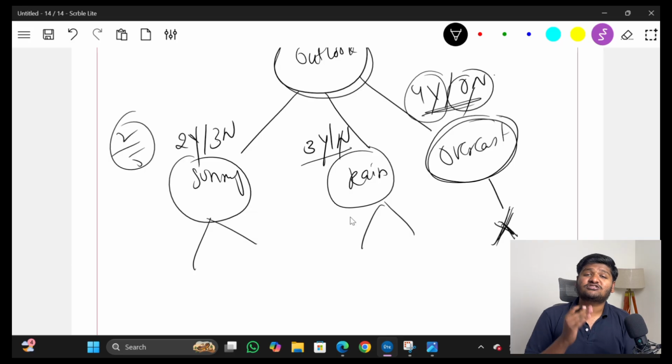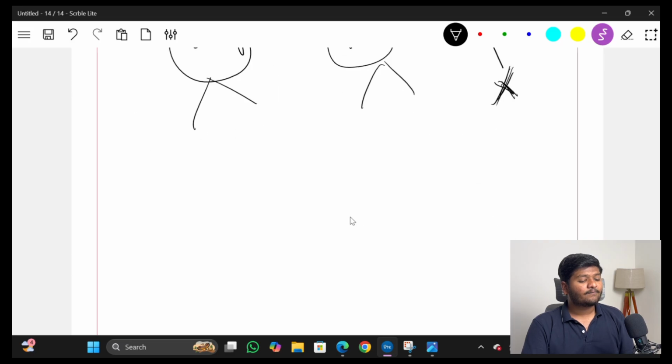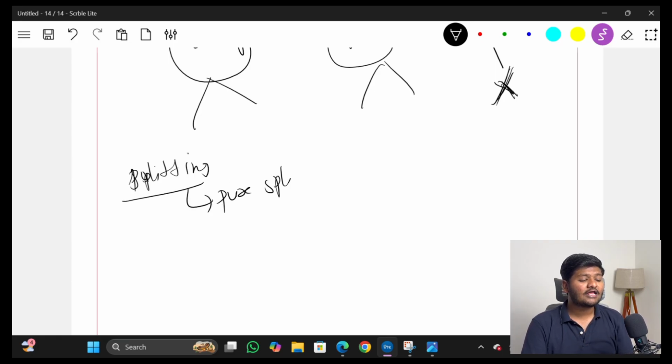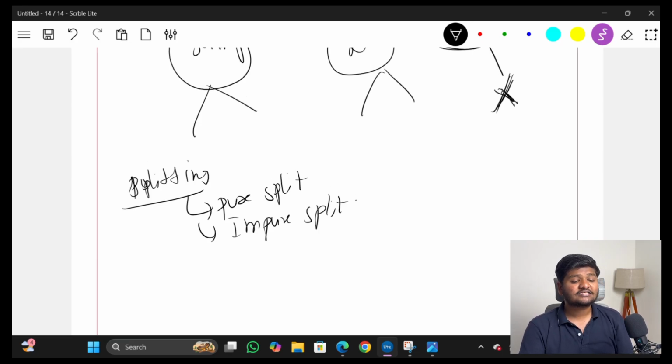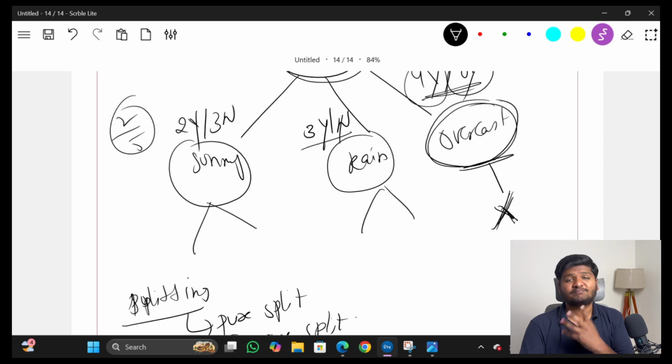Now, the main question arises: splitting. How to split? In the split, we have something called pure split and another called impure split. Now what is pure split? This is the pure split. No further splitting is there. For that we call it a pure split.